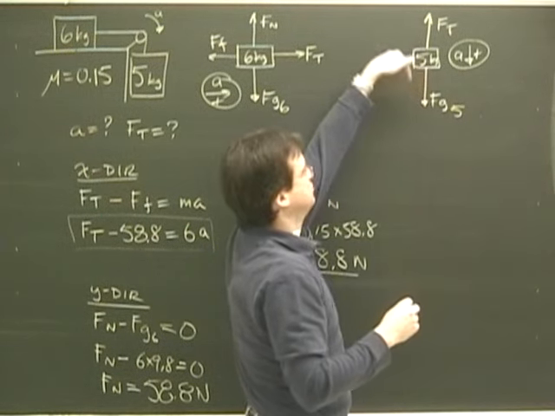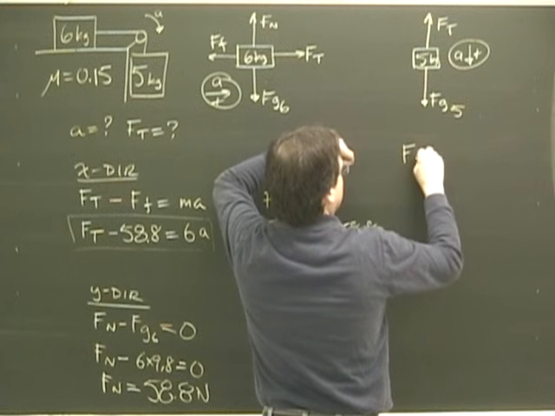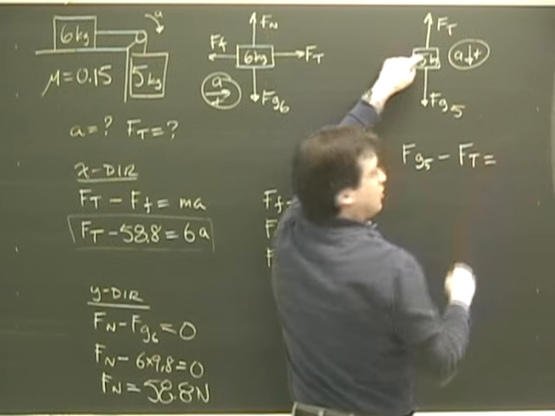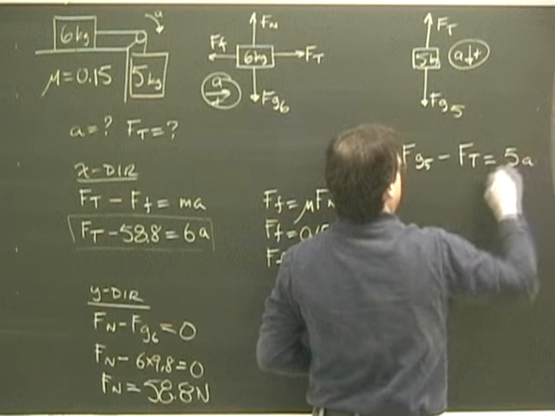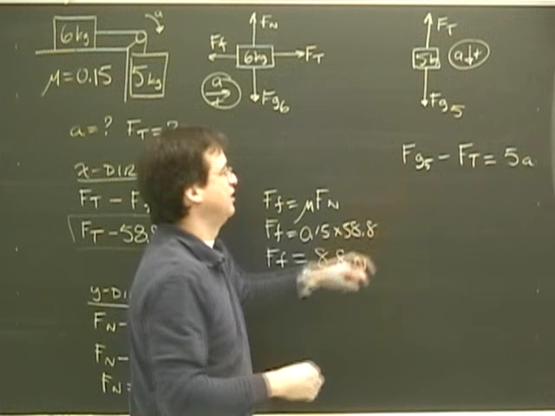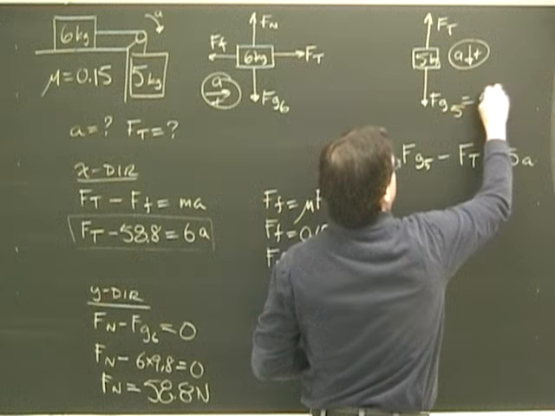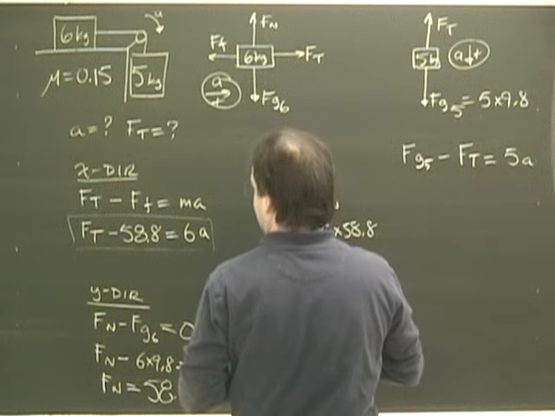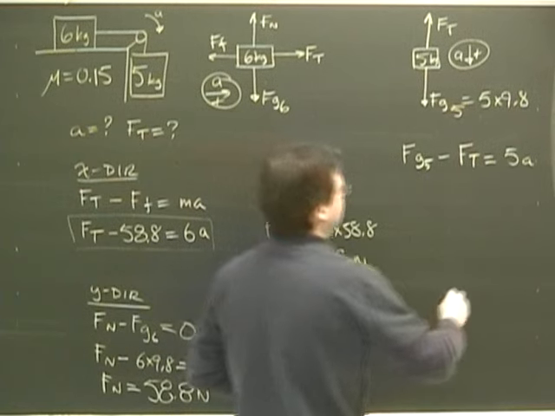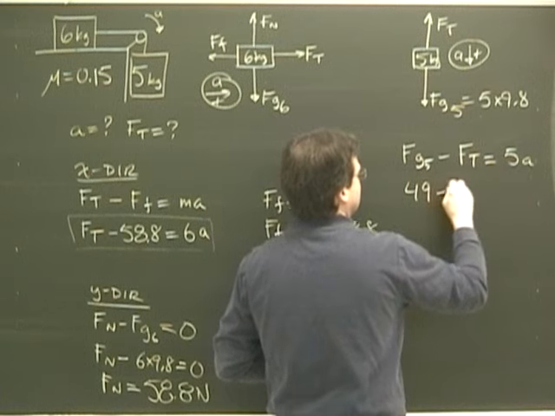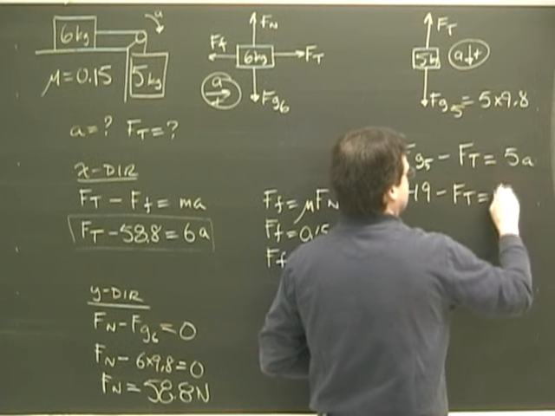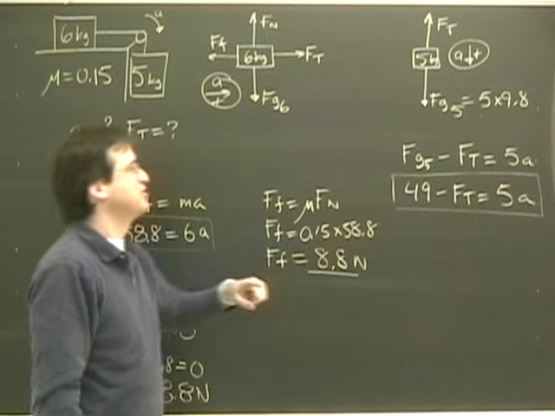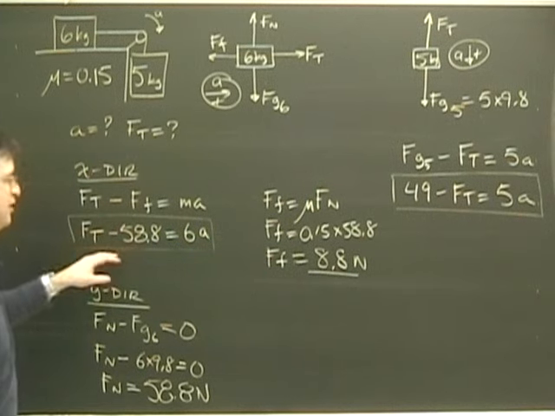In the direction of acceleration, which is this way, the equation is going to be Fg, the force of gravity on the 5 kilograms, minus Ft equals MA, 5A. I can solve for the force of gravity here. Force of gravity here is going to be 5 times 9.8, which is 49. This is the equation that governs this motion. This is the equation that governs this.